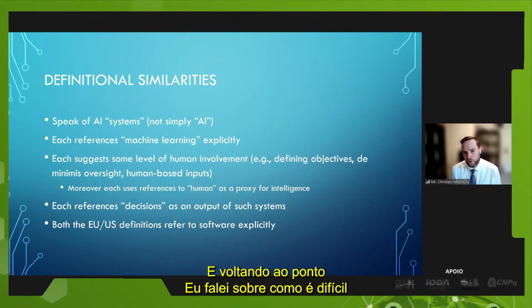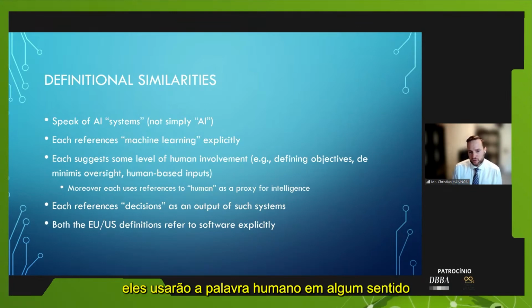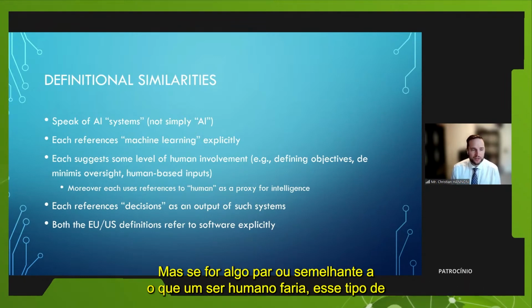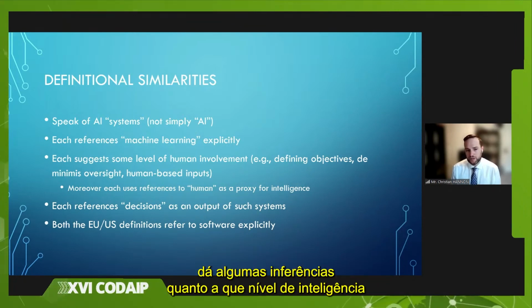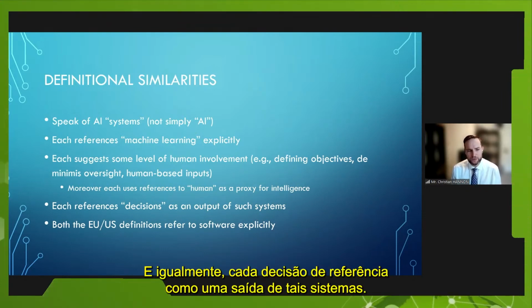And going back to the point I made about how difficult it is just to define intelligence, my read of these definitions is that policymakers will use the word human in some sense as a proxy for intelligence. So we don't have to define intelligence, but if it's something on par or akin to what a human being would do, that gives some inference as to what level of intelligence we're speaking of when we define these systems. And equally, each references decisions as an output of such systems.